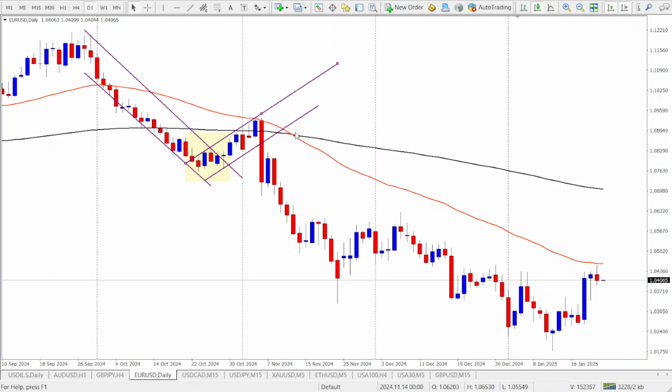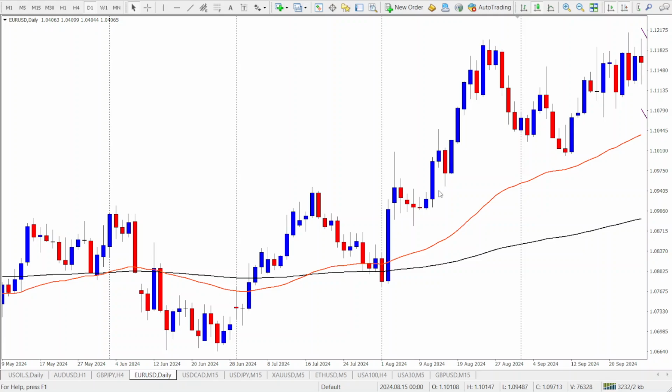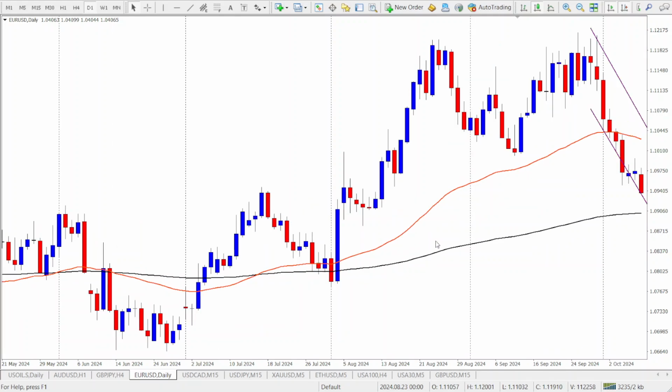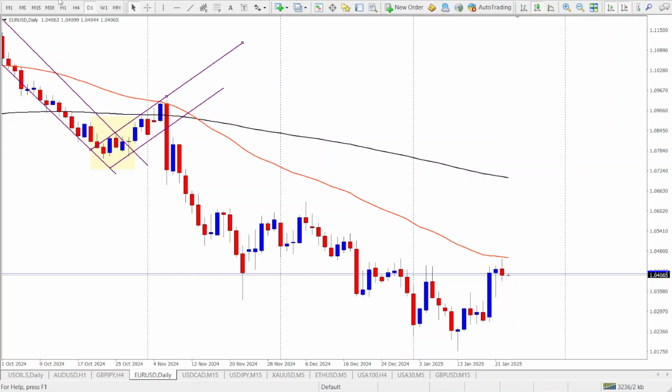Okay, so the 50 period moving average and the 200 period moving average can help confirm the overall trend direction of the market. So if the 50 period moving average crosses below the 200 period, for example, that is a clear sign of a downtrend. On the other hand, when you have the 50 period cross above the 200 period, that is a clear sign of an uptrend.